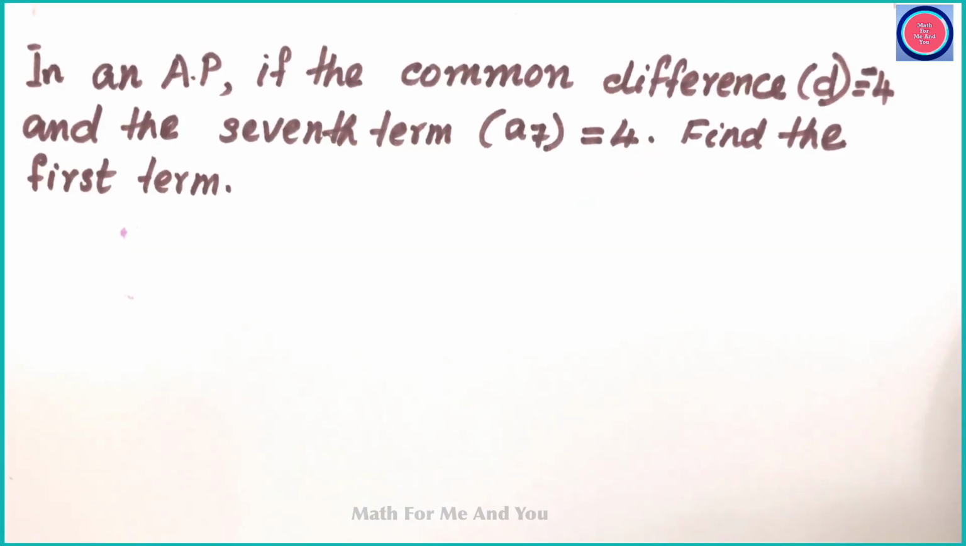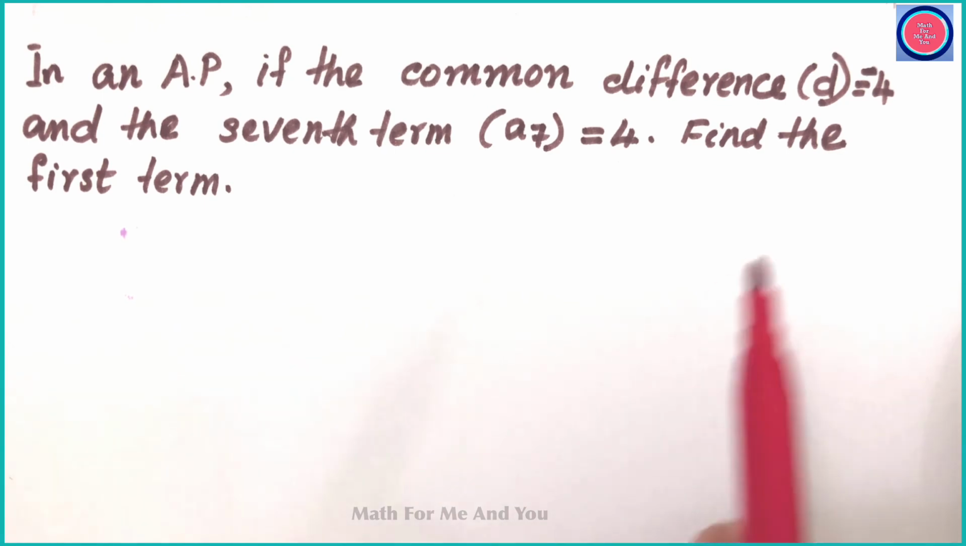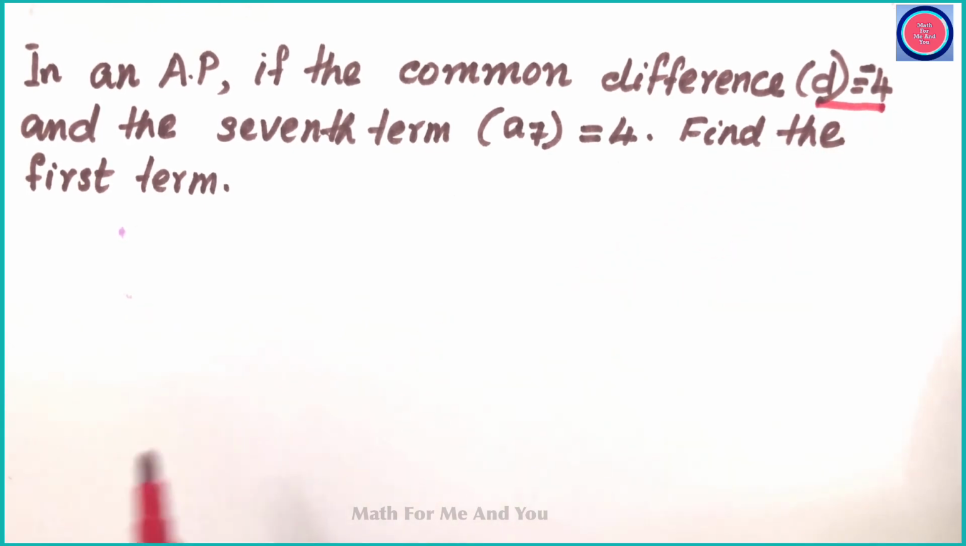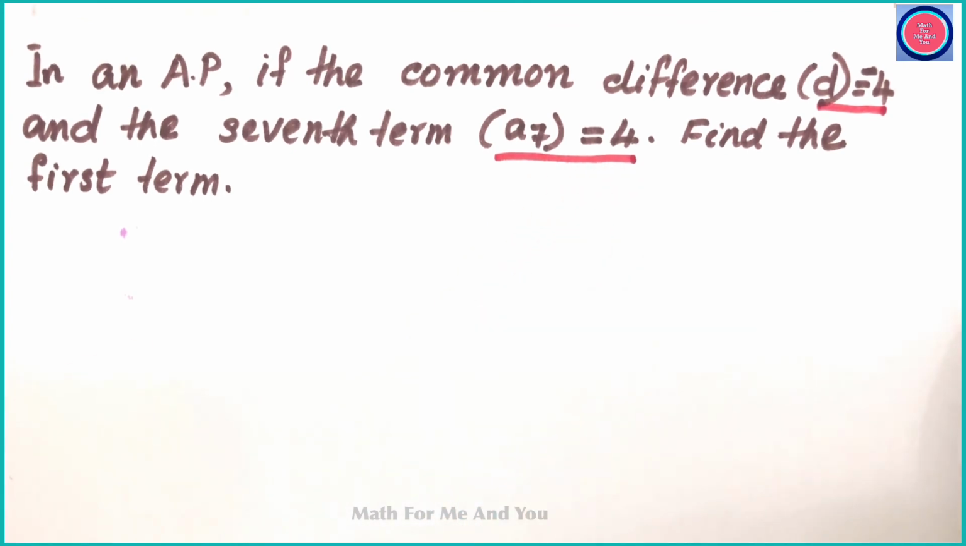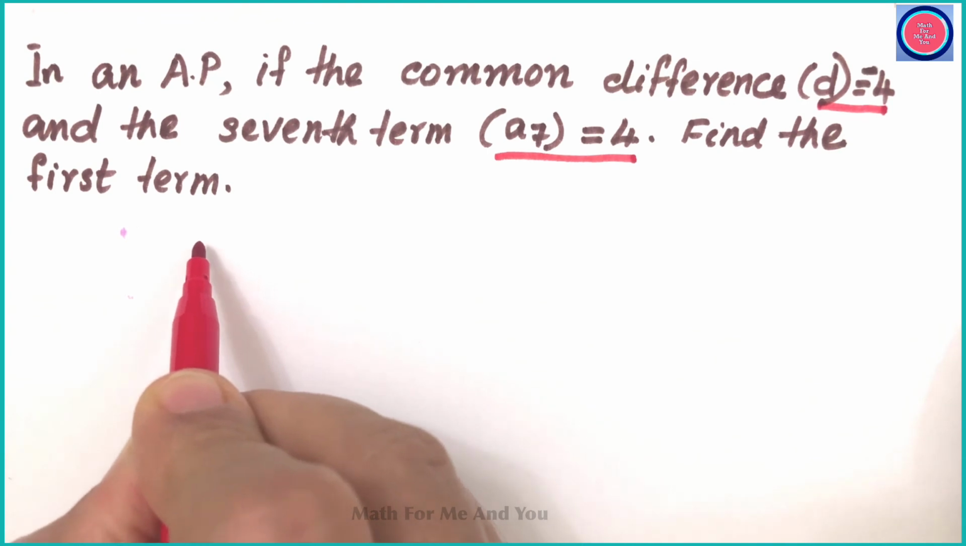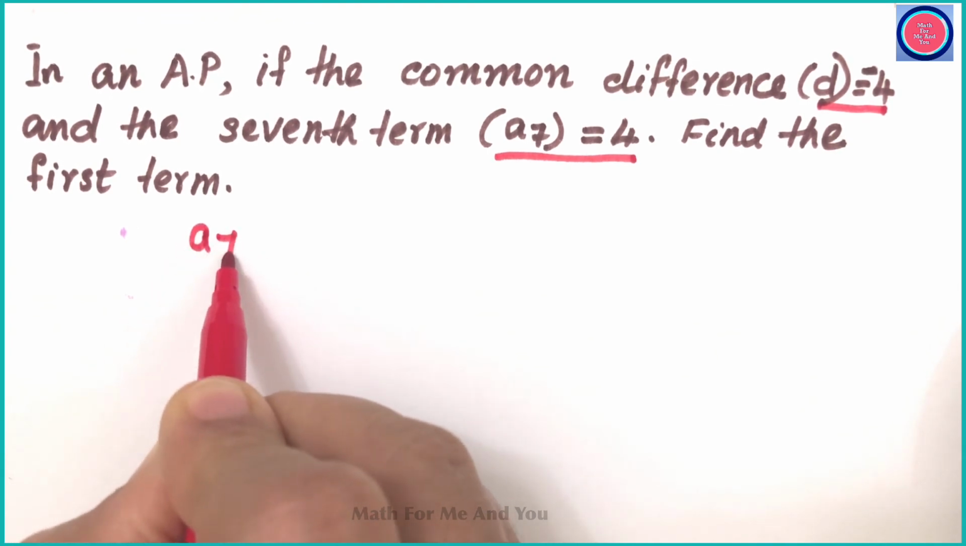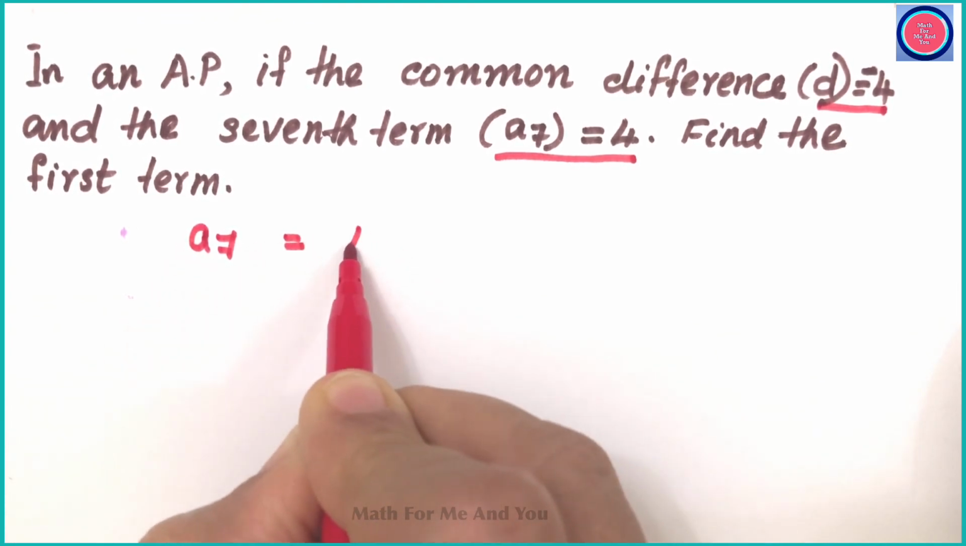First question. In an AP, if the common difference D equals minus 4 and the seventh term A7 equals 4, find the first term. What is given here? Common difference D equals minus 4, and also given A7, seventh term, equals 4. Find the first term means we have to find what is A. We will start with A7. A7 is equal to 4.